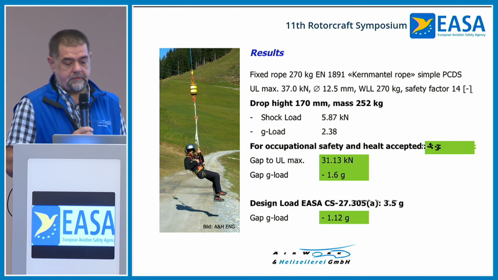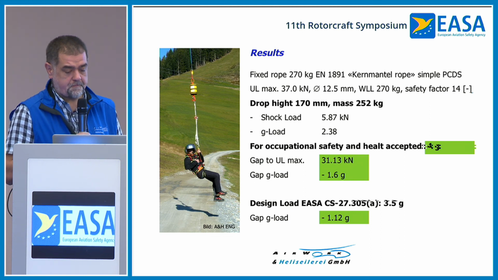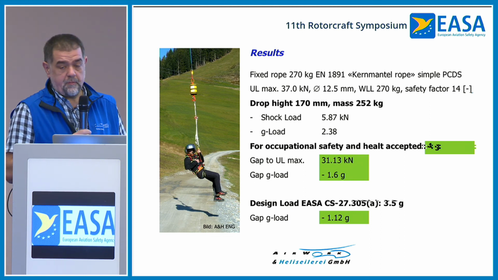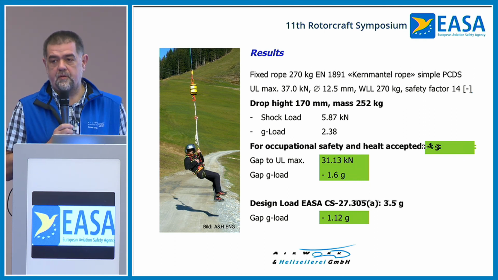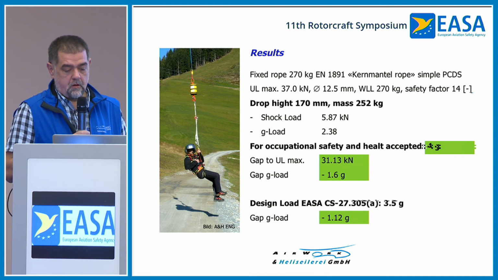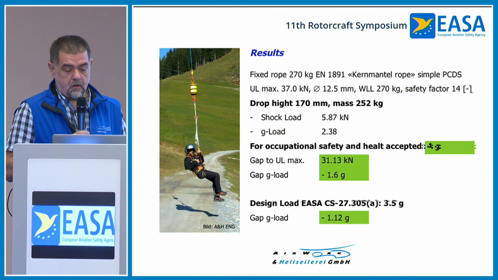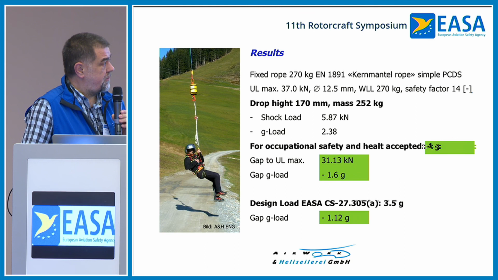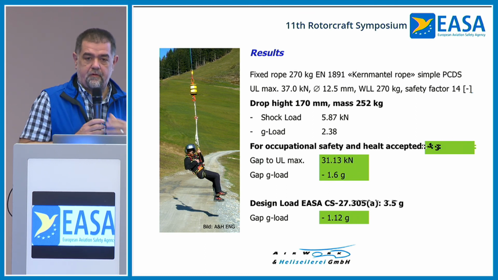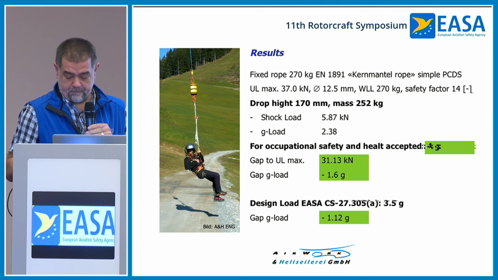A fixed rope with this standardized Kernmantle rope with long elongation. It's limited to 2-person transport by the EASA rules for simple PCDS. The shock load was 2.38, very good. And the G load was 5.87, also very good. We have enough reserve between the requirements.